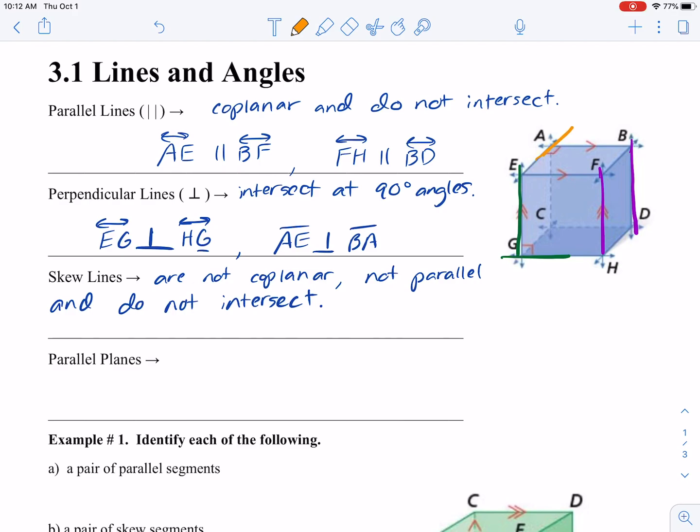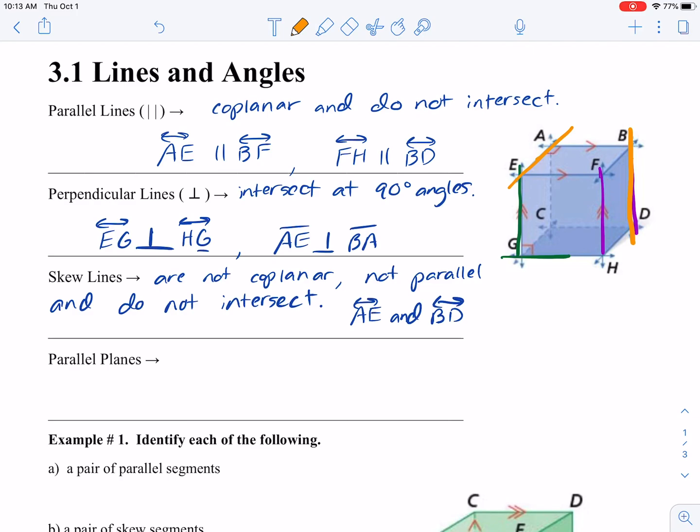AE is on the top part of this cube. If we wanted to name a line that was skew with AE, we could pick a line that is not on that plane and not going to intersect, so we could say BD. AE and BD. We could not say AE and EG because those lines would be intersecting. We could not say BF because those would be parallel. They need to be not coplanar, not parallel, and not going to intersect.